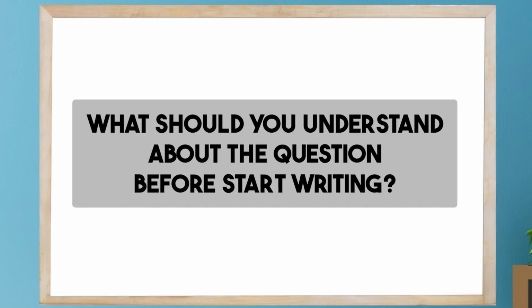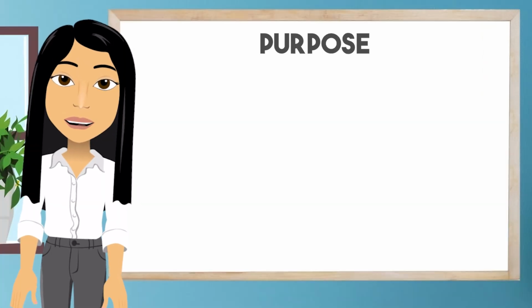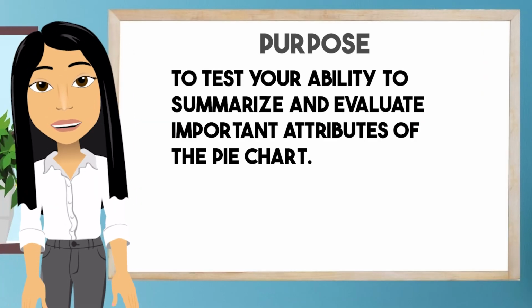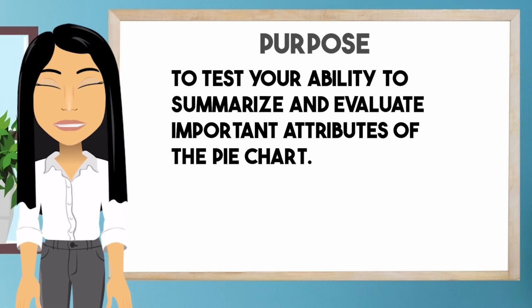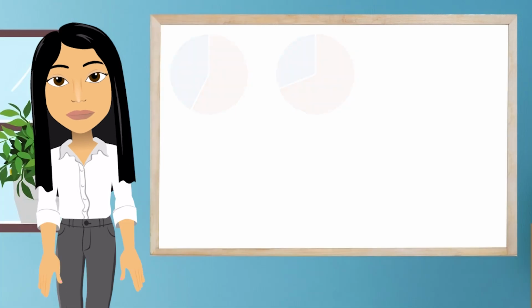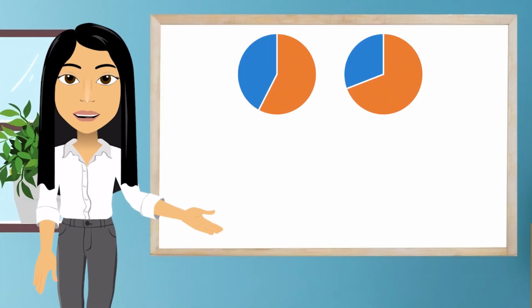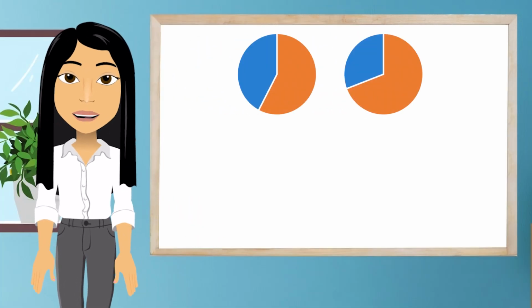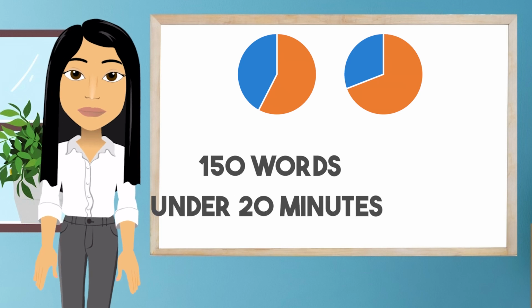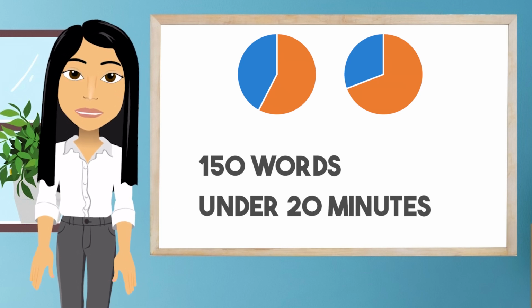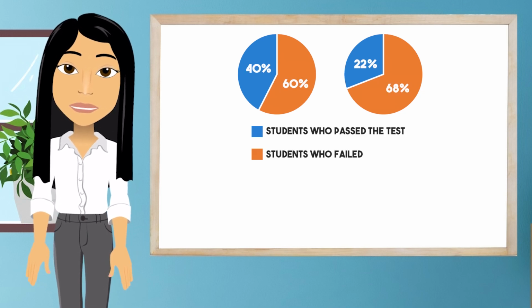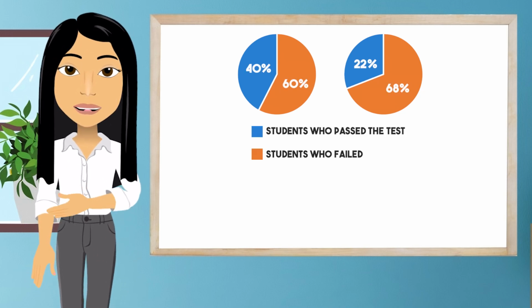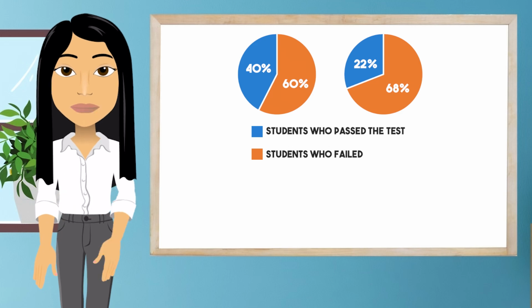What should you understand about the question before you start writing? You have to understand the purpose of including this question as a writing task is to test your ability to summarize and evaluate important attributes of the pie chart and create a report based on that. You're usually given 2 charts from the same year or different years to compare. The answer should contain at least 150 words and should only take under 20 minutes to finish the task. The question often provides labels or legends to identify what each slice represents. Make sure you clearly understand categories before you start writing.